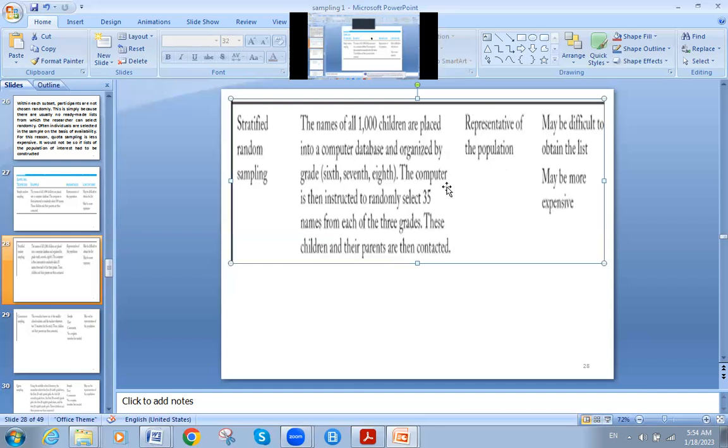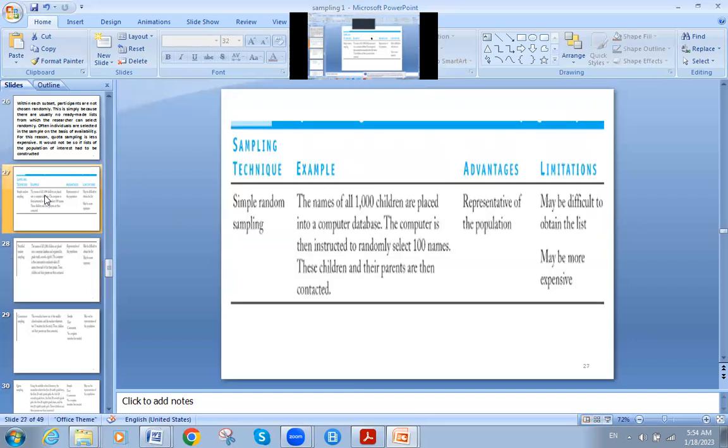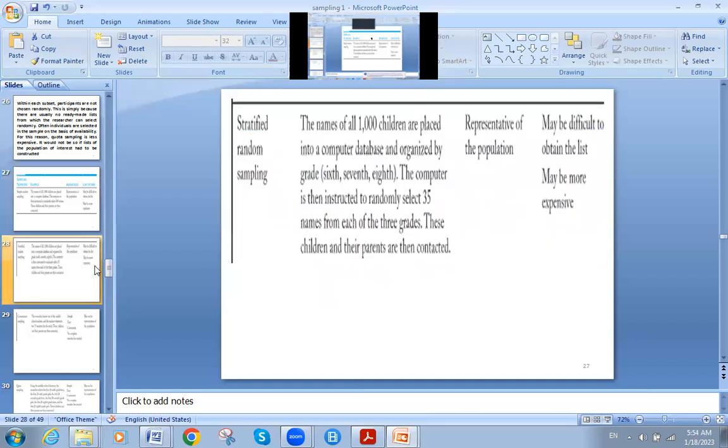The advantage of this method, the stratified, is that it is representative of the population. But one of its drawbacks is that it may be difficult to obtain the list, and may be more expensive as well. So it's the same problems as random sampling: it's difficult to get the list of the names, and it might be expensive as well.